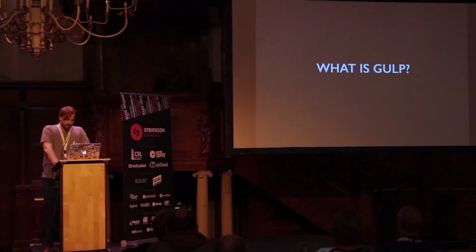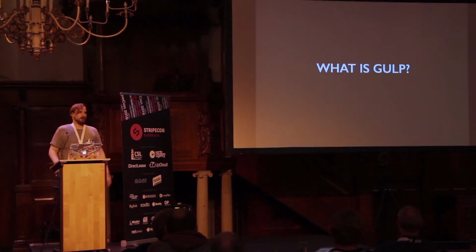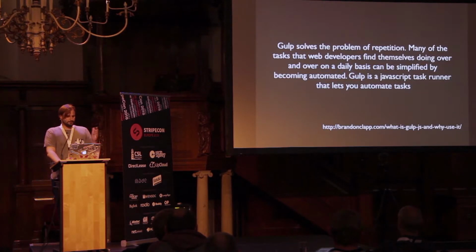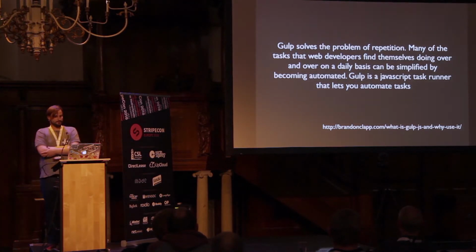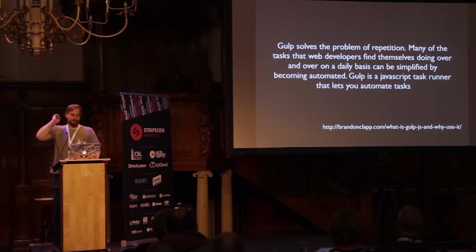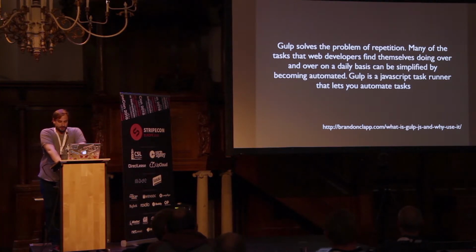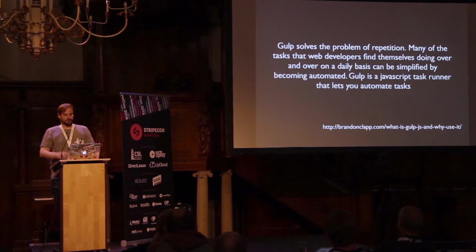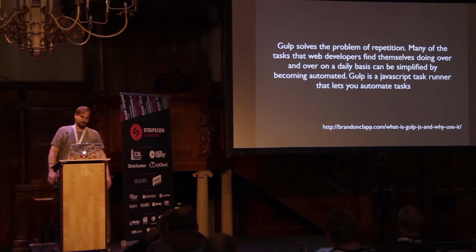So, what is Gulp? Gulp, by definition, is a task runner. It solves a problem of repetition, and it allows you to automate things that can be automated. We don't want to repeat ourselves all the time.